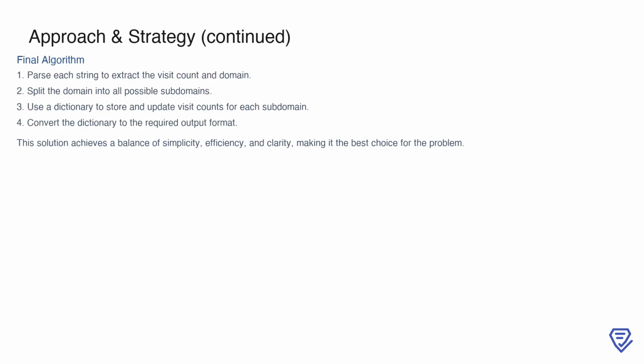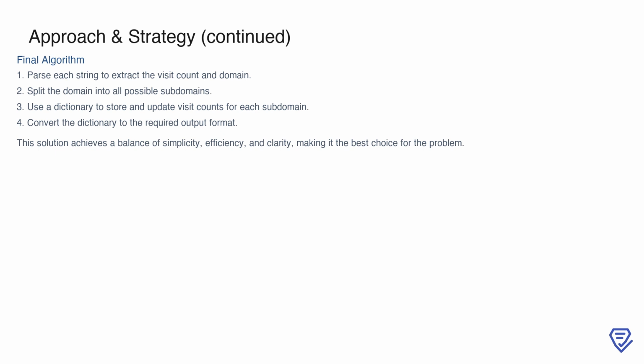The final algorithm for this problem is both simple and efficient. We start by parsing each string to extract the visit count and domain. Then, we split the domain into all possible subdomains. For each subdomain, we use a dictionary to store and update the visit counts. Once all entries are processed, the dictionary is converted into the required output format. This approach achieves a balance between simplicity, efficiency, and clarity, making it the ideal solution for the problem.